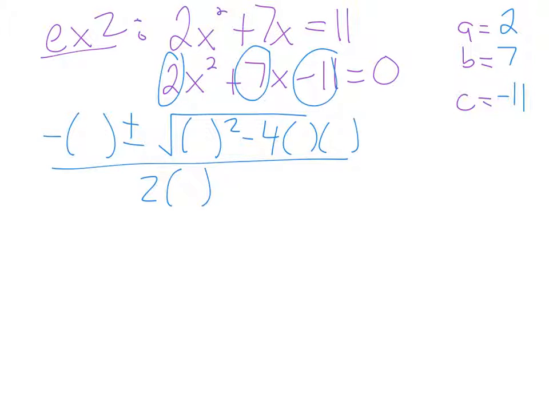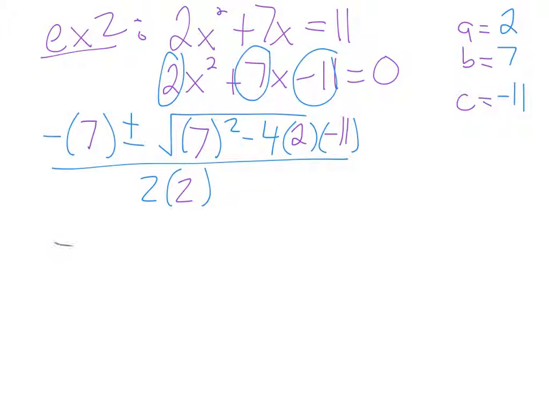Now let's go back in and fill in my numbers. My b value is a 7. Then it's 4ac. My a is a 2. My c is a negative 11. And on the bottom, my a is a 2. From here, we just have to simplify.